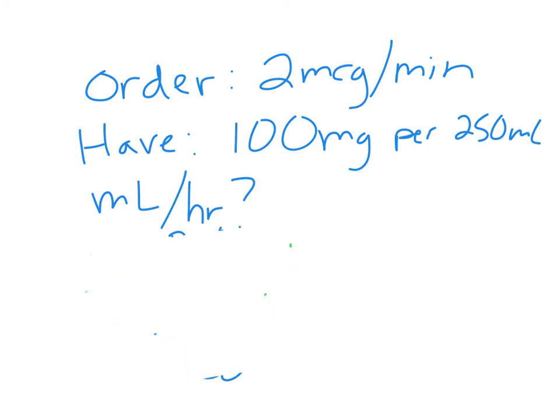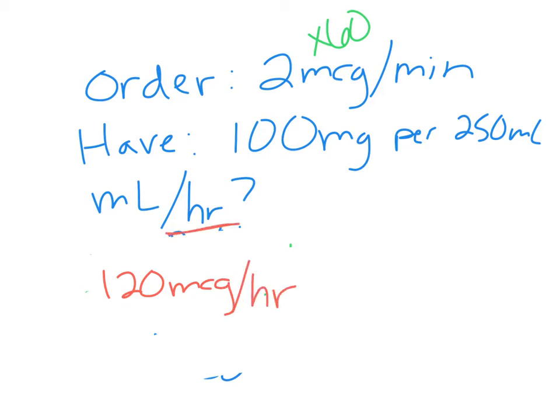So once again, I like to start with, okay, if they're getting 2 micrograms every minute, they're going to get 60 of those in an entire hour. So let's multiply that. 60 times 2 is 120. So that means they are getting 120 micrograms every single hour. So we've already got that checked off. We've got it in hours.